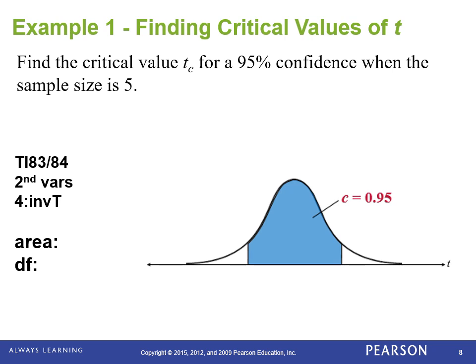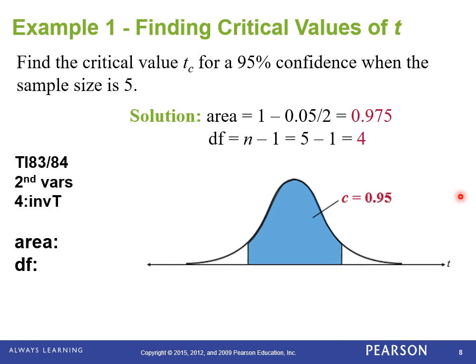Okay, on example 1, we're going to find the critical values of t. So find the critical value of t sub c for a 95% confidence when the sample size is 5. Okay, so remember using our standard distribution, 95% looked like this. Okay, but now with these, when we go to find the area under there, okay, we want to put back this tail right there.